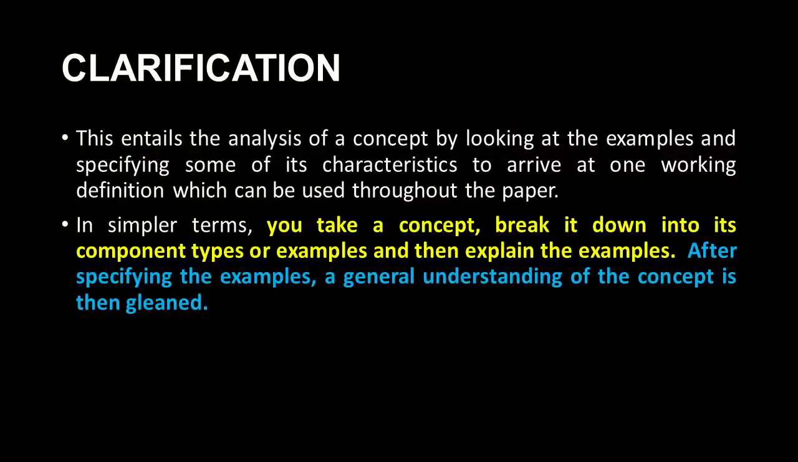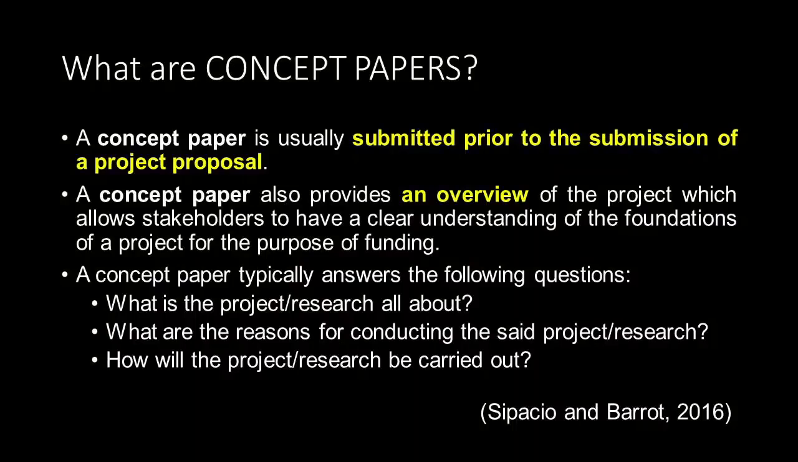Lastly, we have clarification. This entails the analysis of a concept by looking at the examples, or breaking down an item into the examples and then specifying its characteristics in order for us to arrive at one working definition. So in simpler terms, you take a concept, break it down into its components, and then explain those components. This is done so we can have a general understanding of the concept as a whole. Okay, so that wraps up part 1.